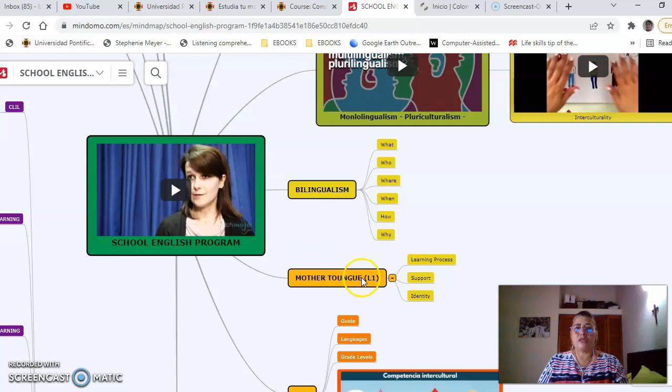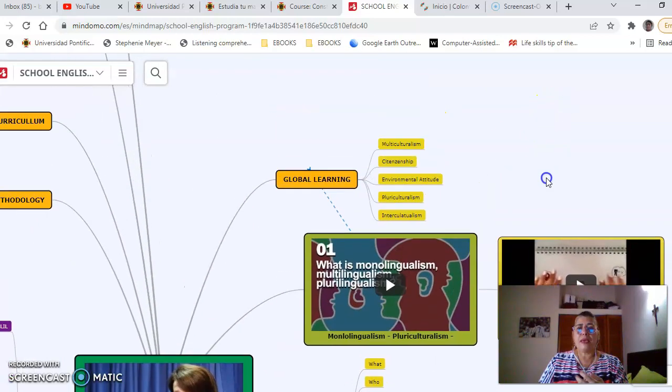Now, this mother tongue language, which we're going to call our L1, and the way it is acquired, is going to connect with the learning process of another language. How can I support myself through my learning process of the other language, an L2, and my identity?